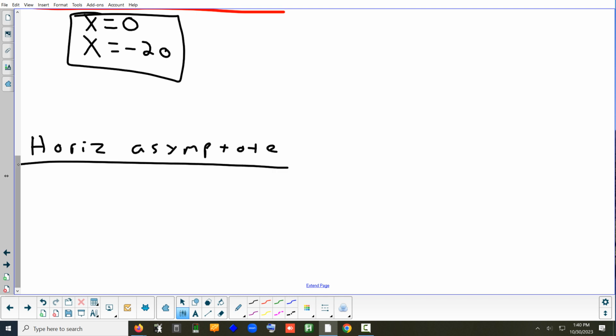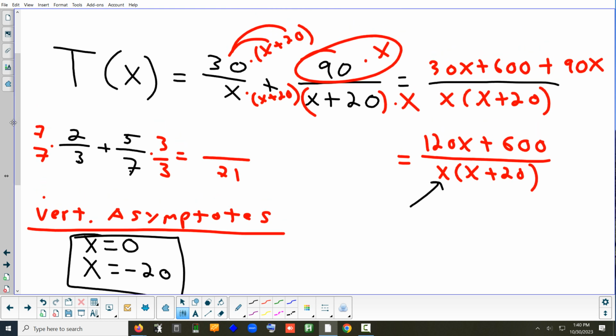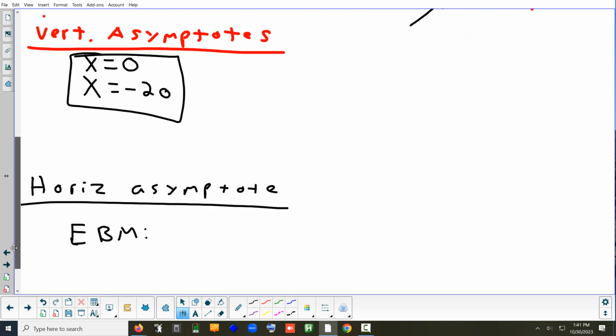And to find that, we really have to find the EBM. Does anyone remember what EBM stands for? Yep, end behavior model. To find the end behavior model, you take the highest degree term in the top and you divide by the highest degree term in the bottom. What's the highest degree term in the top? 120x. You wouldn't have known it was a 120 unless you put them together. That's why we had to find a common denominator. So 120x.